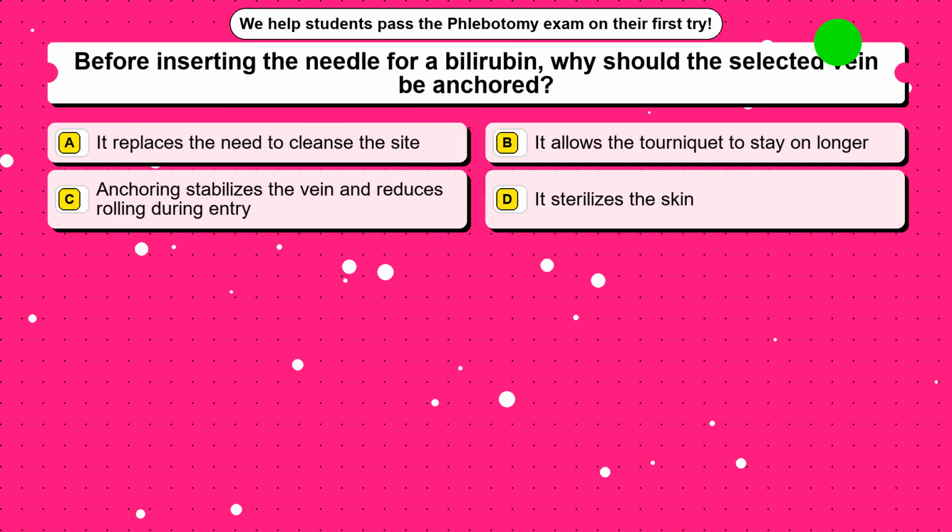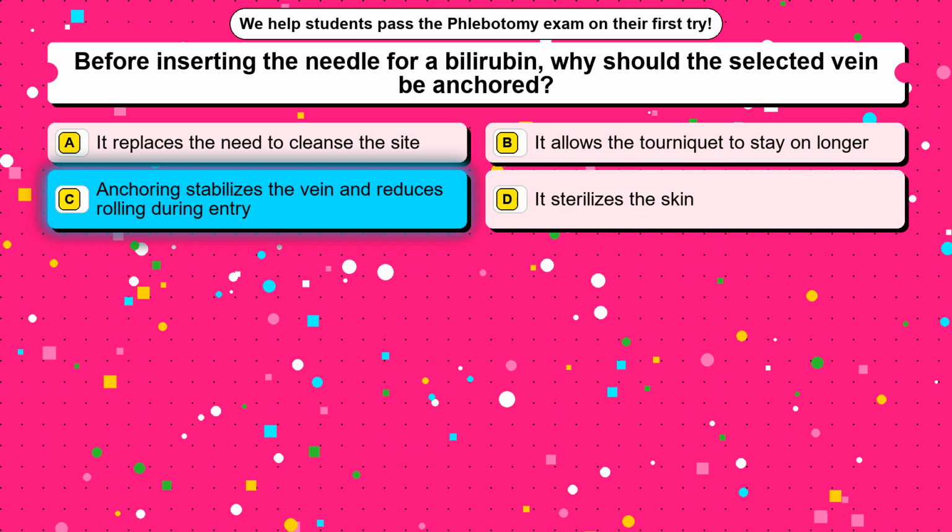Question 23. Before inserting the needle for a bilirubin, why should the selected vein be anchored? Option A. It replaces the need to cleanse the site. Option B. It allows the tourniquet to stay on longer. Option C. Anchoring stabilizes the vein and reduces rolling during entry. Option D. It sterilizes the skin.